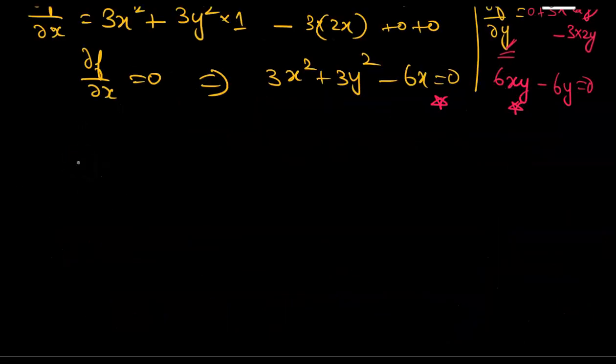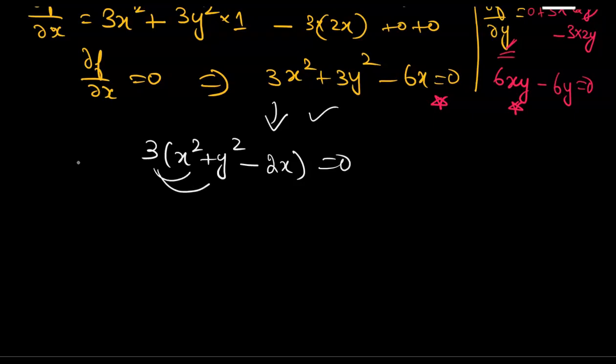Yes, so let me solve the equations. We have 3x square plus 3y square minus 6x is equal to 0. If I simplify this, 3 into x square plus y square minus 2x is equal to 0, right? This is 3x square, 3y square, minus 6x. So if 3 goes to the other side, I will take x square plus y square minus 2x is equal to 0.